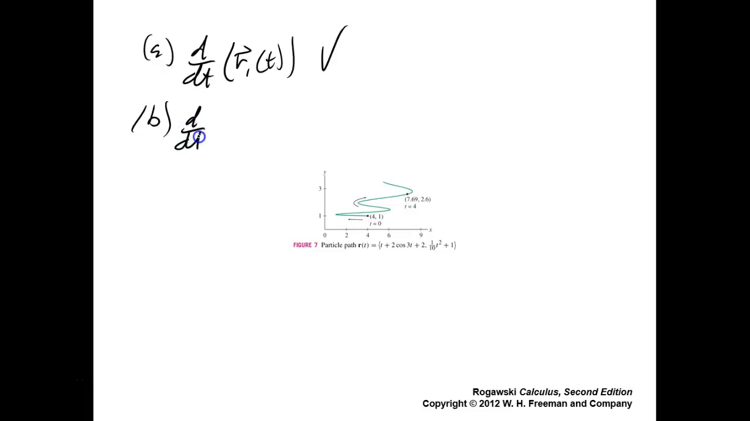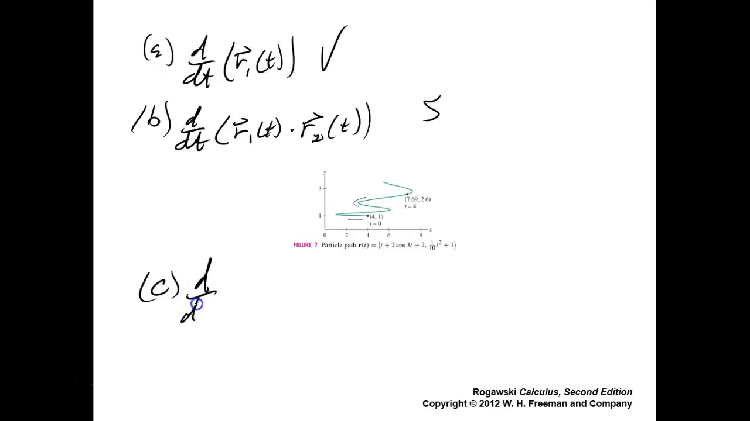B. d by dt of R1 of t dotted with R2 of t. And R1 and R2 are both vectors. That's a scalar, because the dot product of two vectors is a scalar. Derivative of a scalar is a scalar. Okay, good. Letter C.